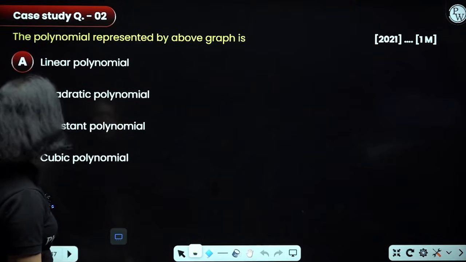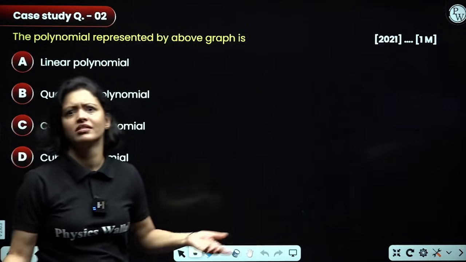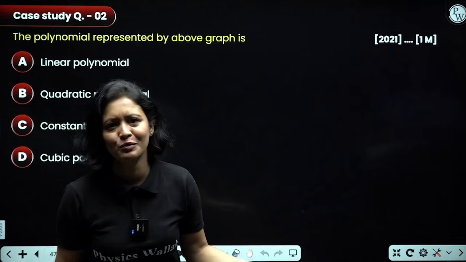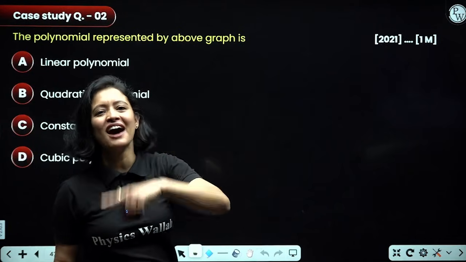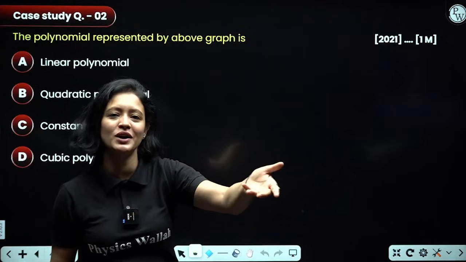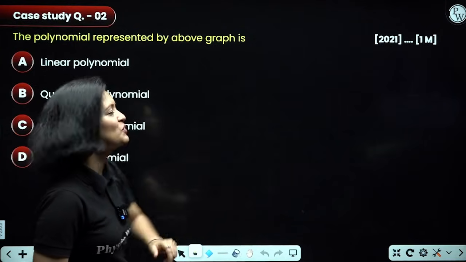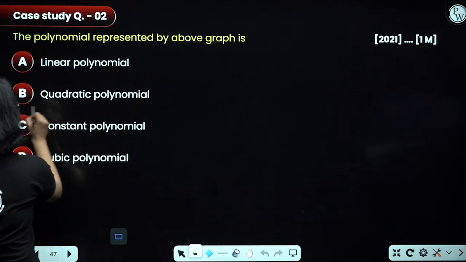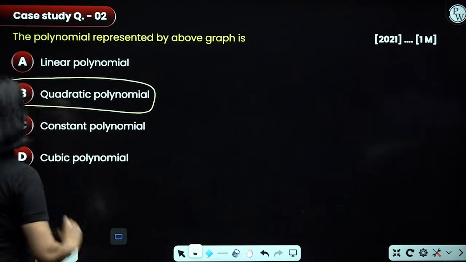Okay. The polynomial represented by above graph. Come on, guys. Quadratic polynomial, obviously, right? The graph is parabolic in nature, and obviously its polynomial is given to us. Highest power is 2, so obviously it's a quadratic polynomial. So option number B is the correct answer, quadratic polynomial.